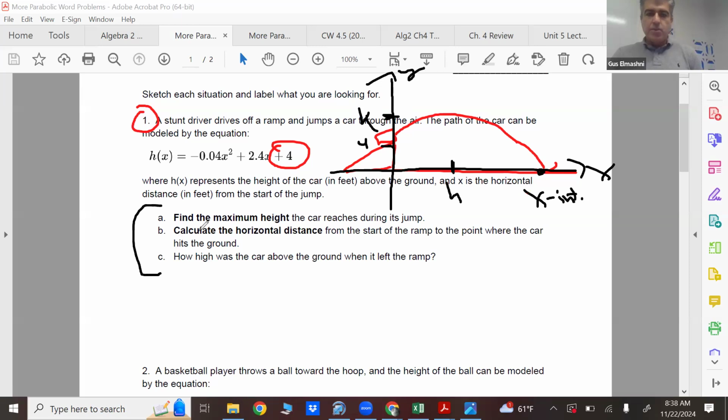What's the maximum height? What's the horizontal distance? How high was the car when it left the ramp? The maximum height, of course, is the vertex. More specifically, let me rephrase that, because that's going to throw you off a little bit: the y coordinate of the vertex. The horizontal distance is the x-intercept. Where it leaves the ramp is the y-intercept. So that's interpretation. That's all it ever is.